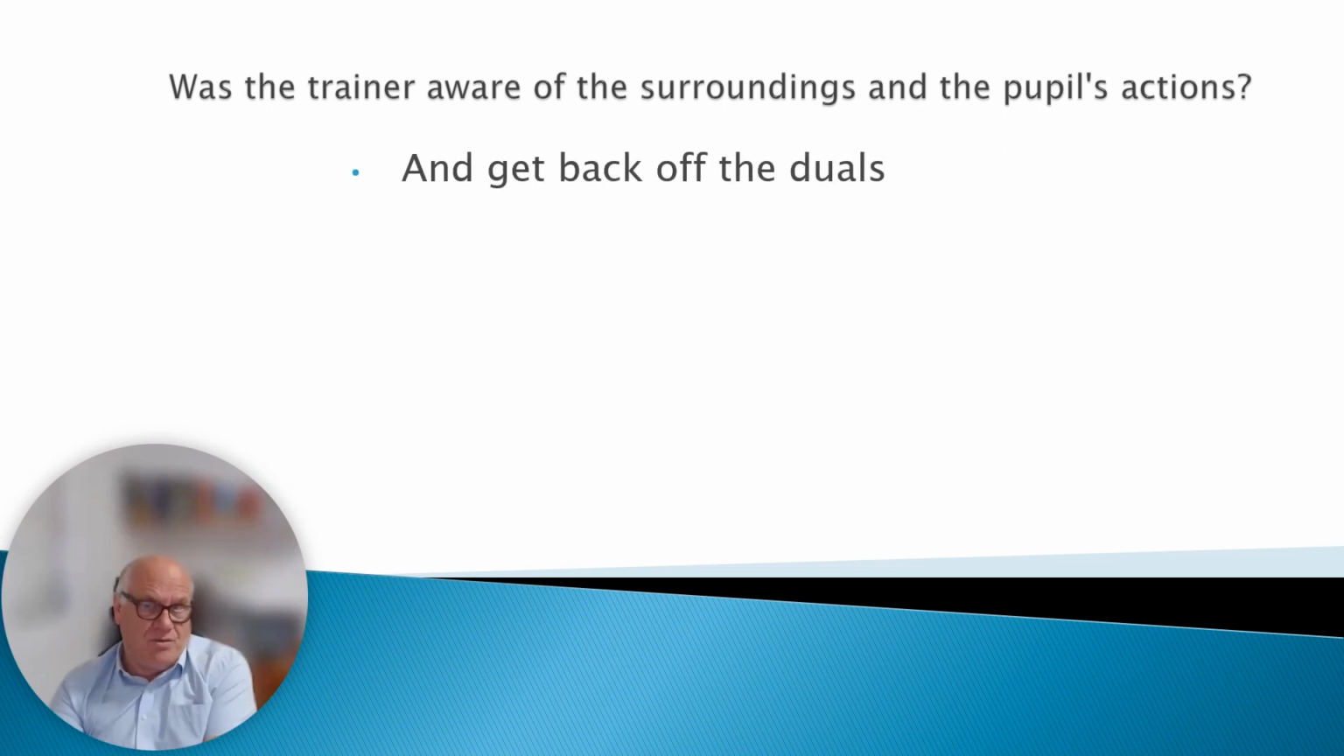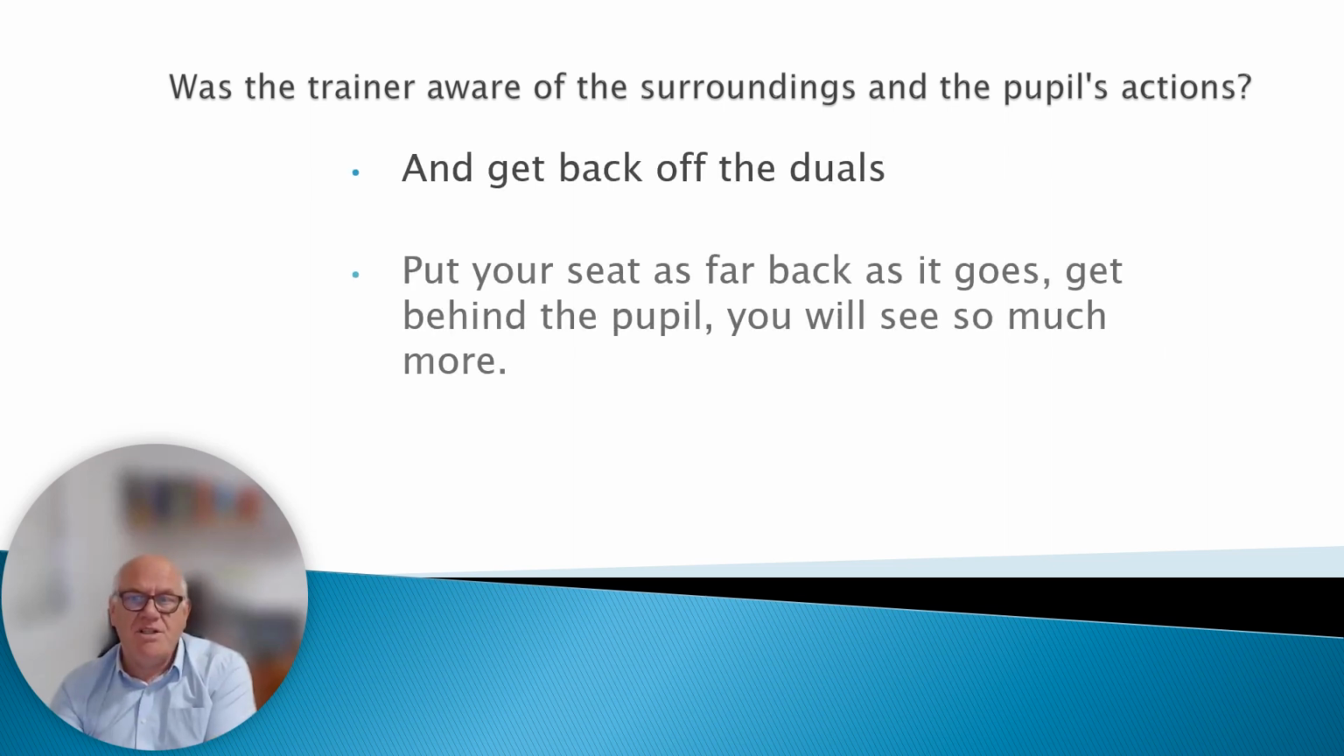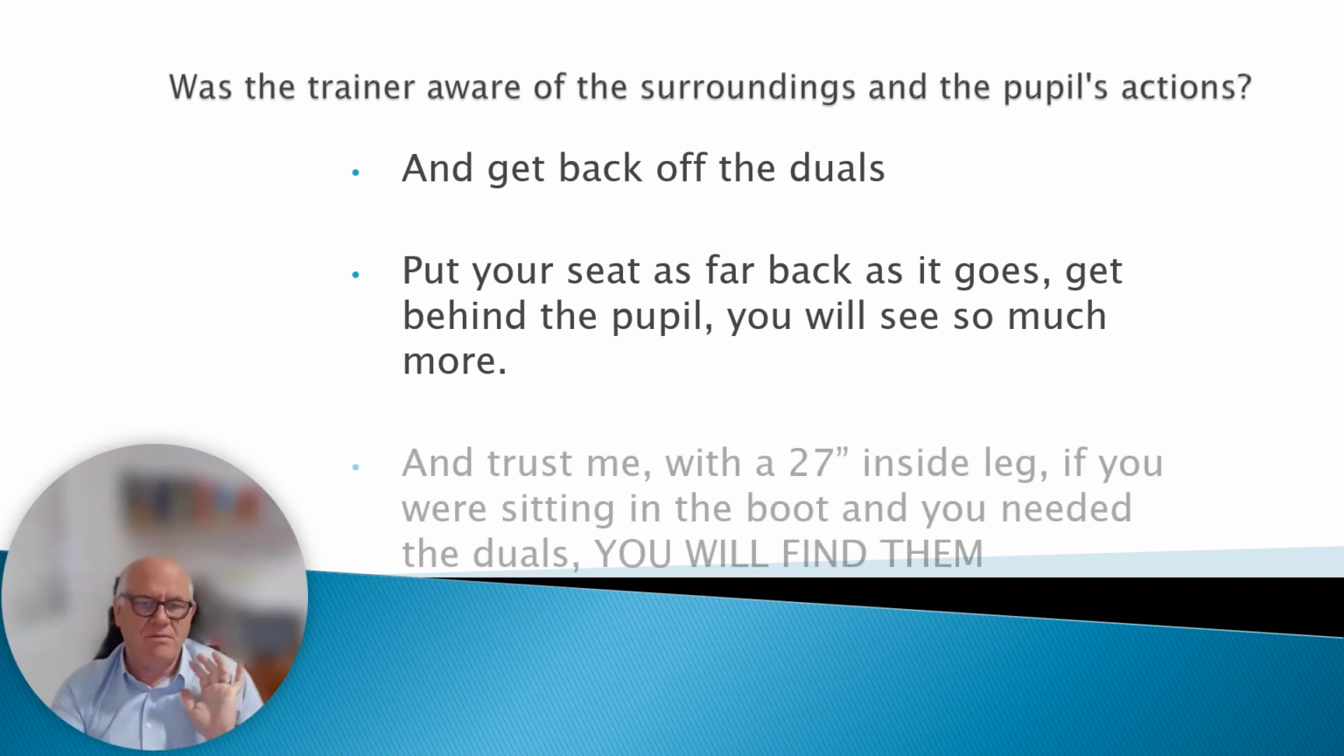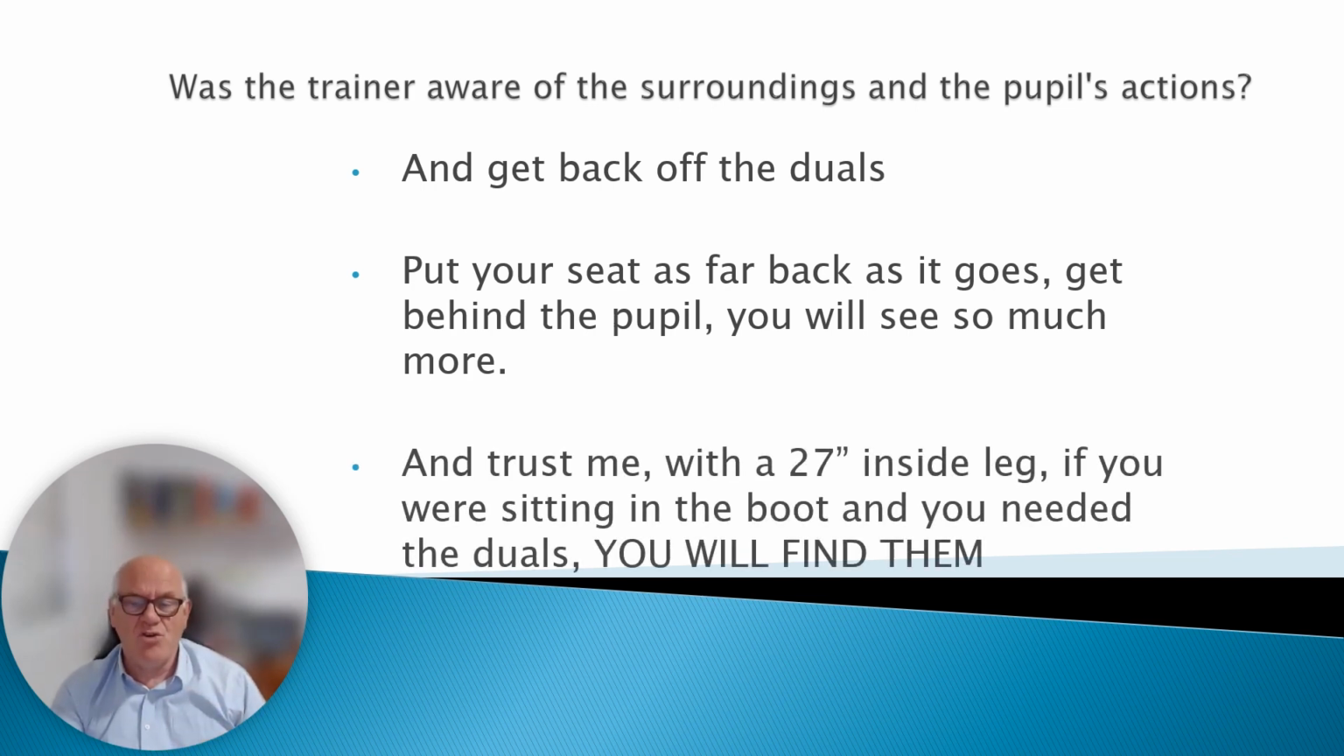And get back off the duals. The final thing on this one, I think: put your seat back as far as it goes, get behind the pupil, get back, you'll see where they go. I know you're thinking, but I've only got little short legs, what if I need? Well, trust me, I have an inside leg of 27 inches. It is very short. I promise you this, put your seat as far back as it goes. If you were sitting in the boot and you needed the dual controls, you will find them. I always found them, but I only found them when I needed them.